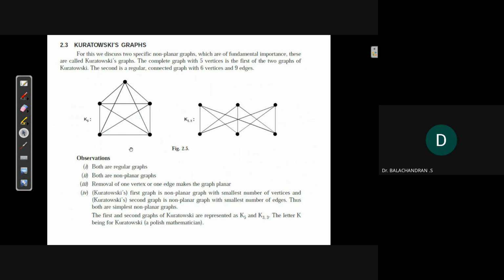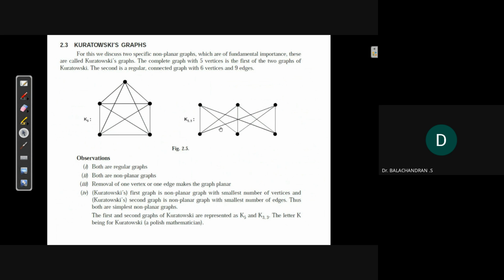One edge. Okay. This is called Kuratowski's first graph, a non-planar graph with the smallest number of vertices. Why smallest number of vertices? The number of vertices is what? 5 here. This is also non-planar, but the number of vertices is what? 6. So that's why this is called a non-planar graph with the smallest number of vertices.